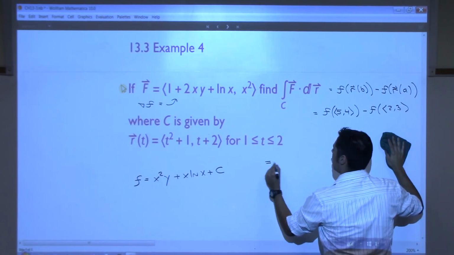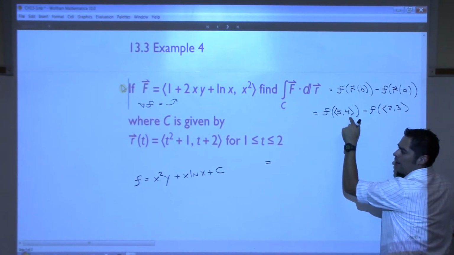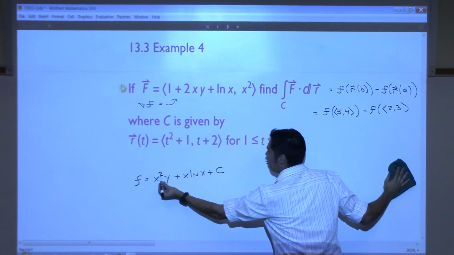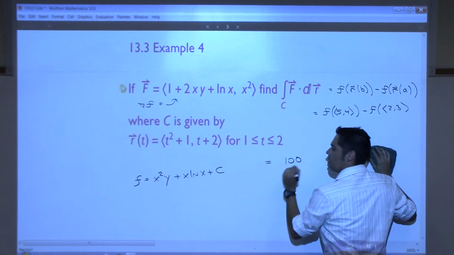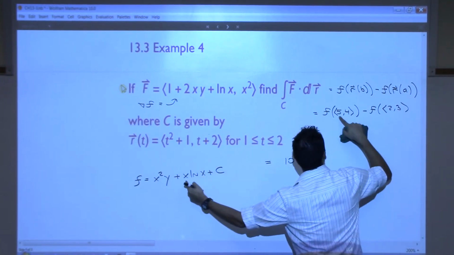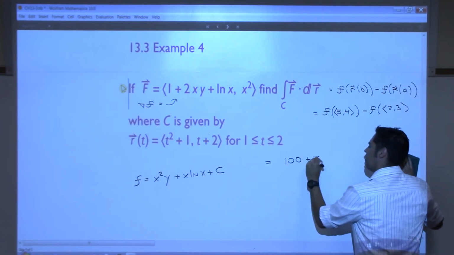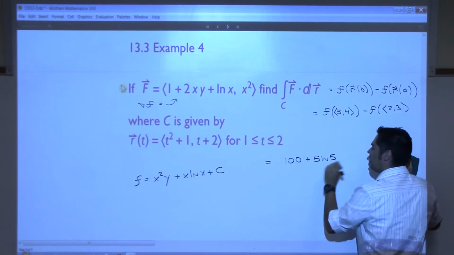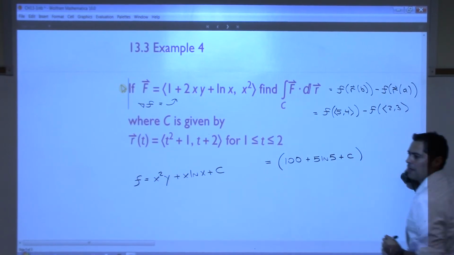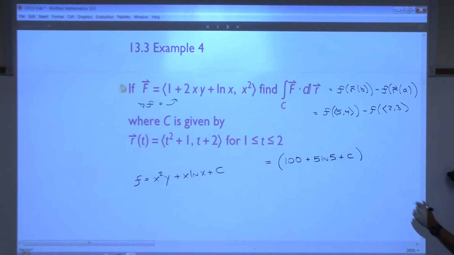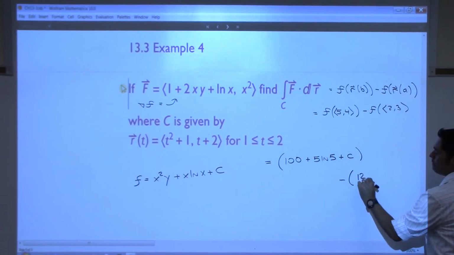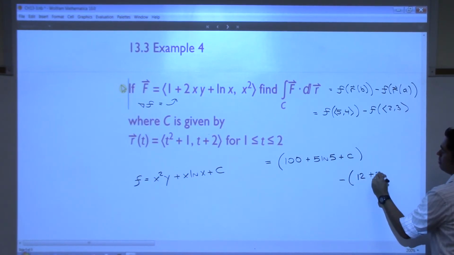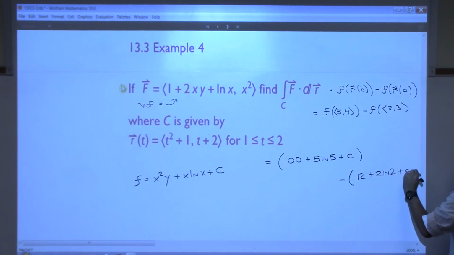This is equal to, let's plug in 5 for x and 4 for y. So 5 squared, 25, right? Times 4 is 100. Plus x, which is 5, natural log 5. So 5 ln 5, plus some constant. That's what I get when I plug this point in. Then minus, now let's plug in 2, 3. So what would you get if you plug in 2, 3? 12 plus 2 ln 2 plus c, right?